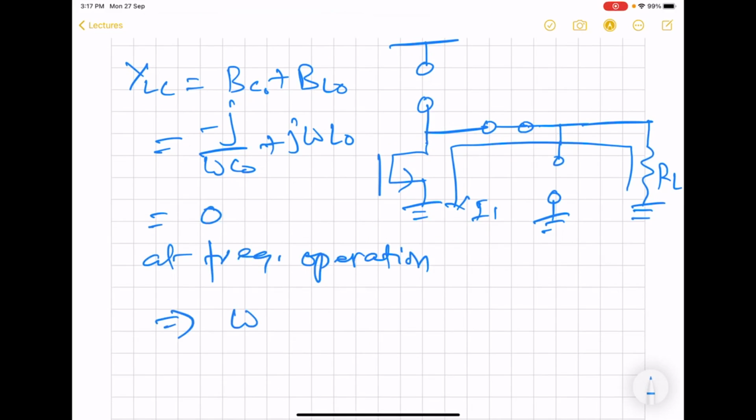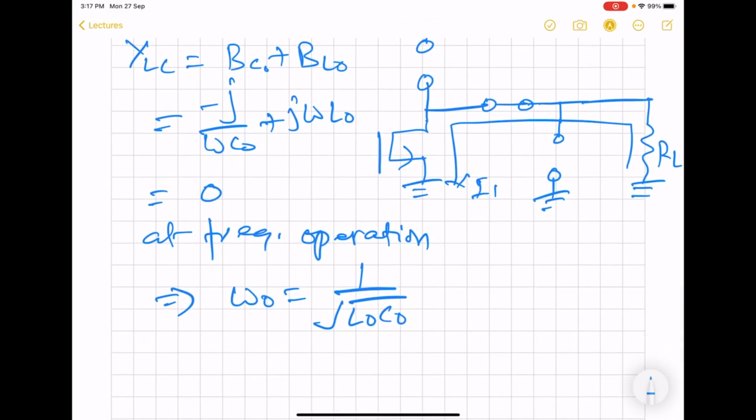So that means at frequency equal to 1 by square root L naught C naught, the admittance offered YLC is going to be 0. That means the impedance offered is going to be infinity at omega naught. So that is why this LC path is going to be open circuit for the fundamental, which is this I1.